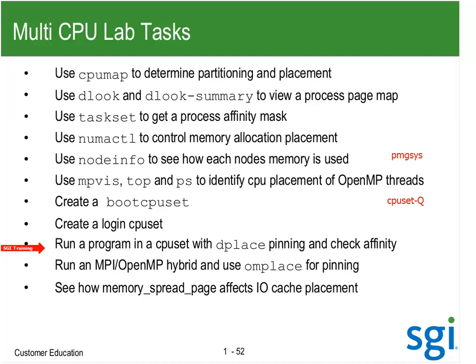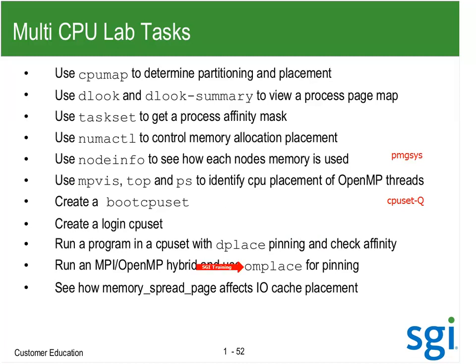And then I want to get into running a program in the CPU set, and I need to go one step further and start pinning and turning off the CPU scheduler, and then check for the affinity. I'm going to do this through a PBS Pro type of interface as well as interactive. Now there is a wrapper to dplace called omplace.